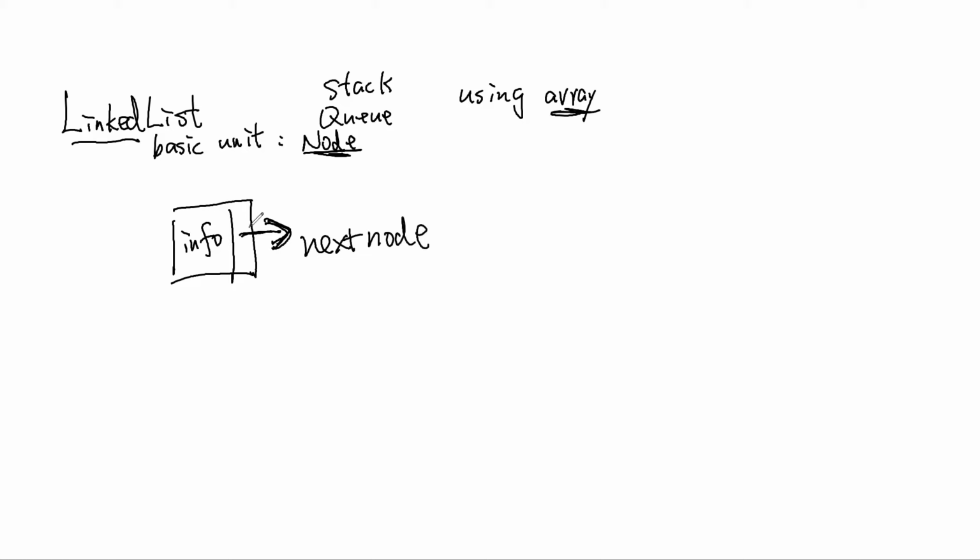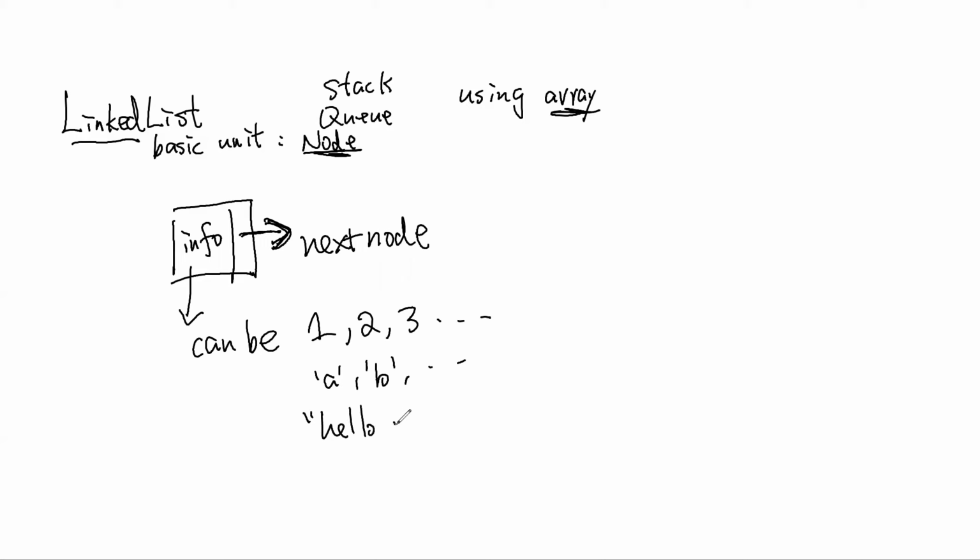So it's built with these two parts. And information, so information can be what? It can be 1, 2, 3, those numbers. Can be A, B, C, those letters. Can also be a string, like a hello world, something. Can be employee, can be account, anything. Even can be an array, can be a queue, whatever. So it can be anything, the information part.